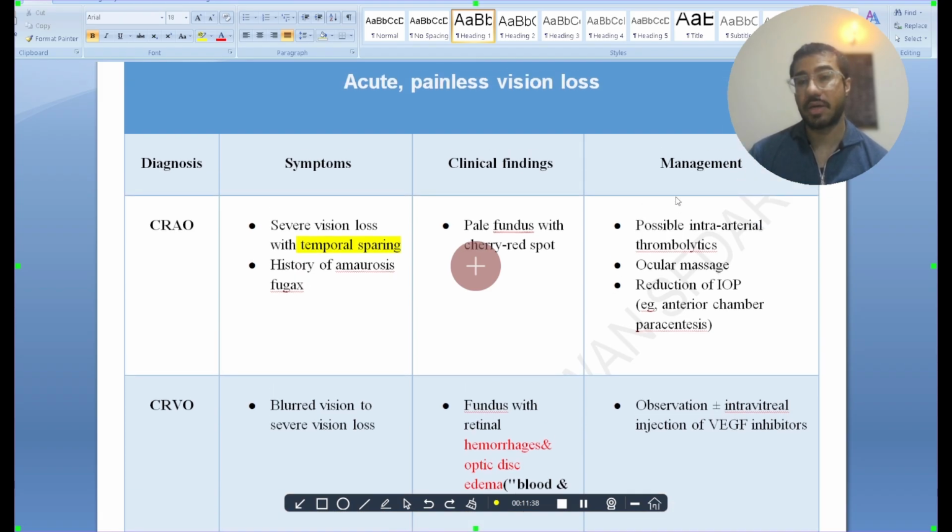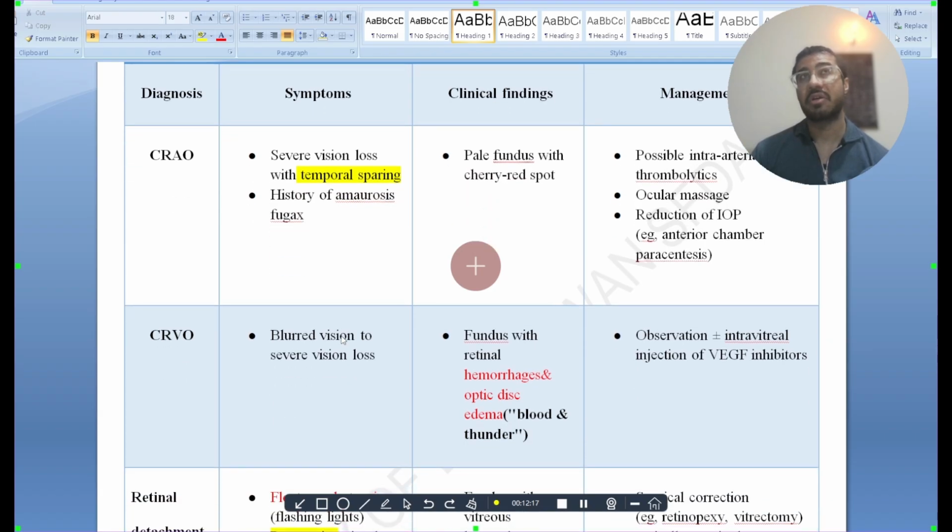So what is the treatment? Possible intra-arterial thrombolytics, ocular massage, reduction of IOP, anterior chamber paracentesis. The most important one is just like if you get occlusion in your coronary arteries, or in your cerebral arteries, and you've confirmed that it's an occlusion, you give streptokinase, that is basically you try to dissolve the clot. Thrombolytics, fibrinolytics, that's the treatment. Possible intra-arterial thrombolytics.